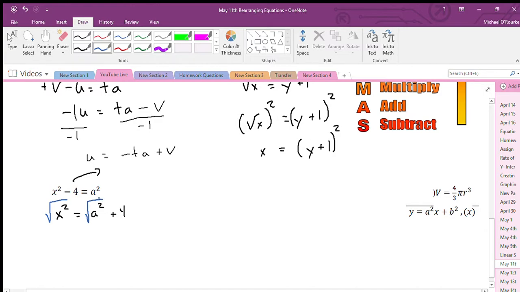Okay, and we could do this all the way over, but for what I want to show you, we're going to do this. So the square root of x squared is x. Square root of a squared is a. Square root of 4 is 2.